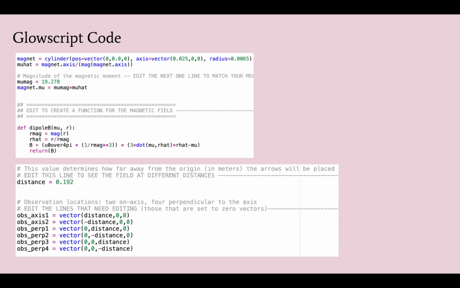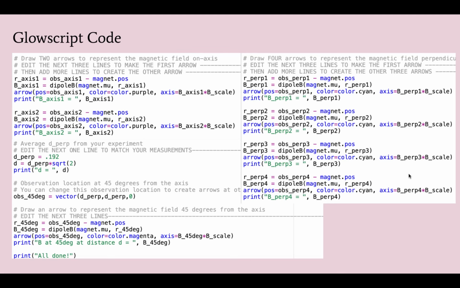Here's some of my code. I went through and edited the lines that we were told to edit. Here's my mu that I put in there, and then I created a function for magnetic field, and then edited the lines for the axes and the perpendicular observation locations. And then I created 2 arrows to represent the magnetic field on axis, and then 4 arrows to represent the perpendicular magnetic field. Here's the perpendicular to the right, and then the on-axis to the left.